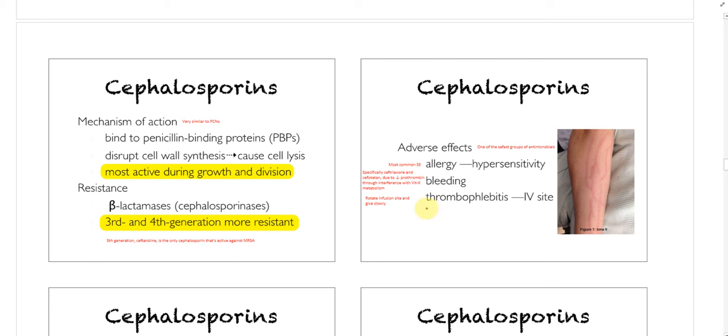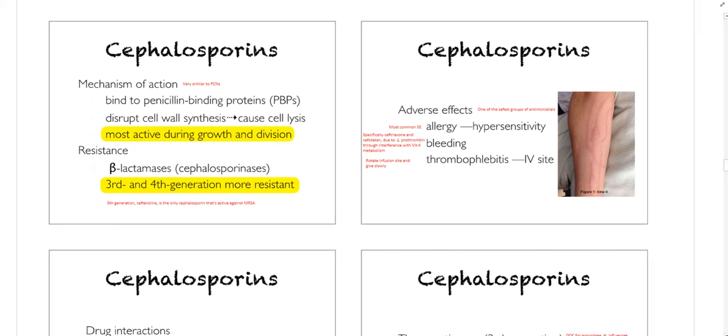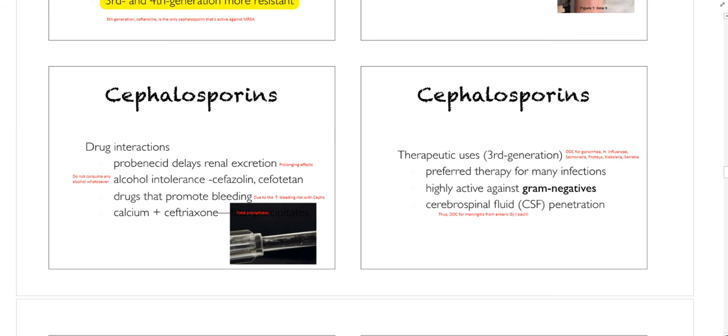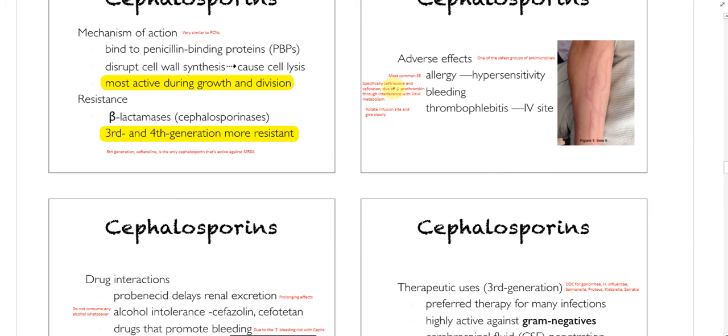And then there's also a risk of thrombophlebitis at the IV site, so we want to make sure that we are rotating that infusion site and giving it slowly and probably diluted too. We have a number of important drug interactions, again, such as with penicillins, because this is a beta-lactam ring medication. Probenecid can cause an interaction with cephalosporins in that it delays renal excretion, which can then prolong effects and or cause toxicity. With cefazolin and cefotetan, which are also, I believe, no, that's ceftriaxone.